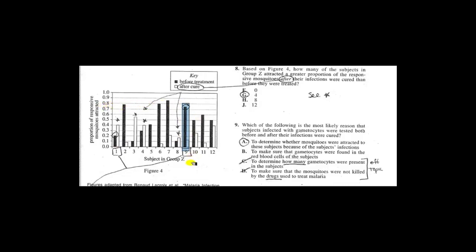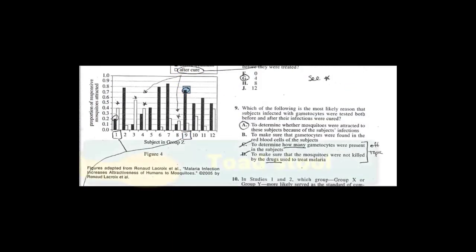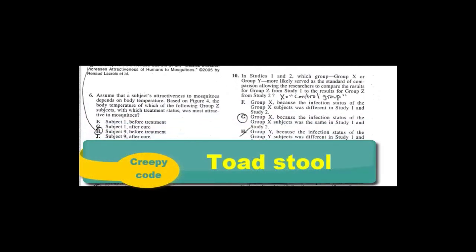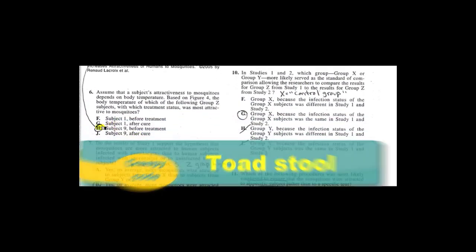So when we come down to the answer choices, we should be thinking subject 9 before the treatment, which is the black bar right here. Let's scroll back down to the answers. And you see the correct answer is indeed subject 9 before treatment, which is the black bar. Answer choice H for problem 6.